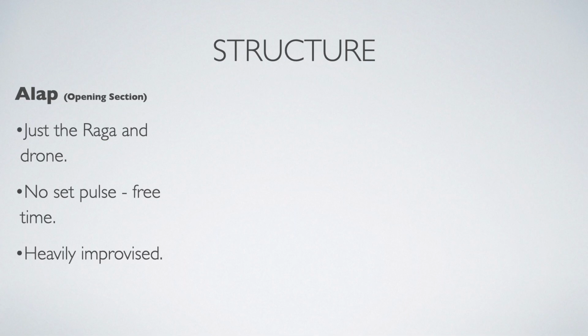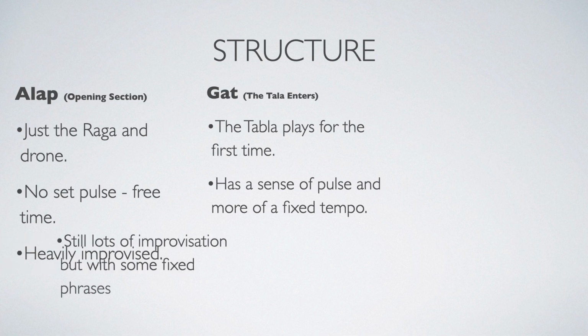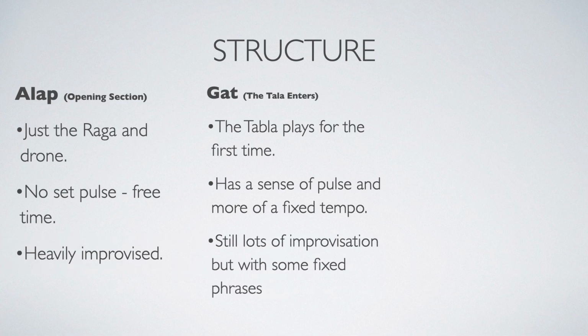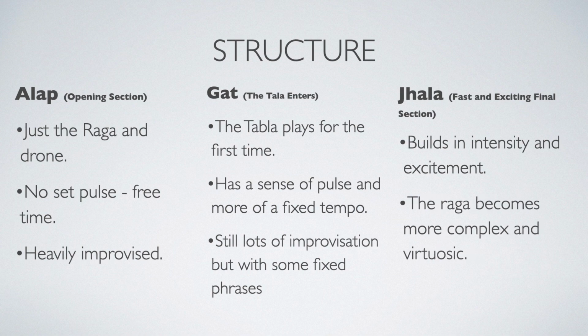After the alap, we have the gat, which is where we hear the tala for the first time. So we know we've entered this bit because we hear the tabla start playing. It has more of a sense of pulse and more of a fixed tempo. There's still lots of improvisation, but there could be some fixed and learned phrases within this section of the performance. Then after the gat, we have the jahala, which is a fast and exciting final section of the performance. The whole performance builds in intensity and excitement. The raga and the tala both become more complex and more virtuosic, and the whole thing builds to a climactic end.